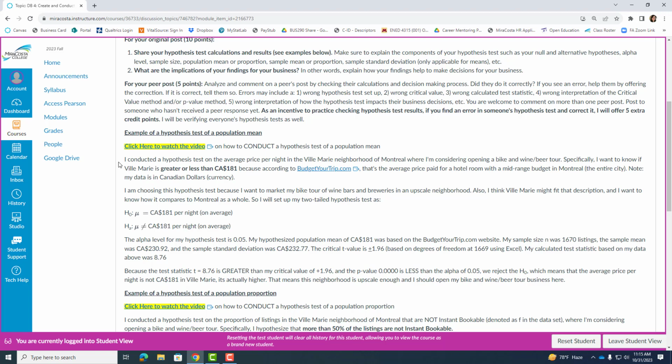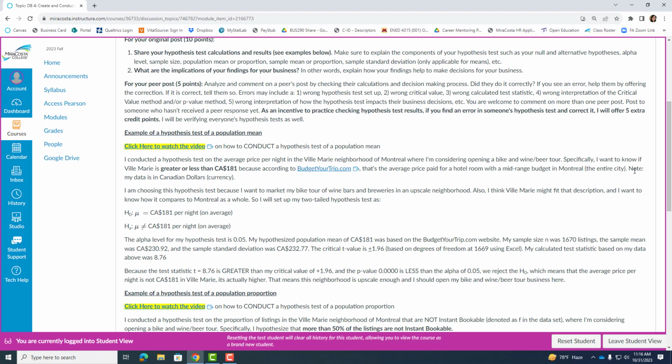I am conducting a hypothesis test on the average price per night in Ville Marie, which is a neighborhood of Montreal, where I'm considering opening a bike and wine/beer tour. Specifically, I want to know if Ville Marie is greater or less than 181 Canadian dollars. Because I have done secondary research. I went to this website called budgetyourtrip.com and looked up what it typically costs to stay in Montreal. And this 181 is the average price paid for a hotel room that's considered mid-range in Montreal. Now, again, I'm interested in a very specific neighborhood, Ville Marie, which resides in Montreal, the entire city. I have notated that my data is in Canadian dollars.